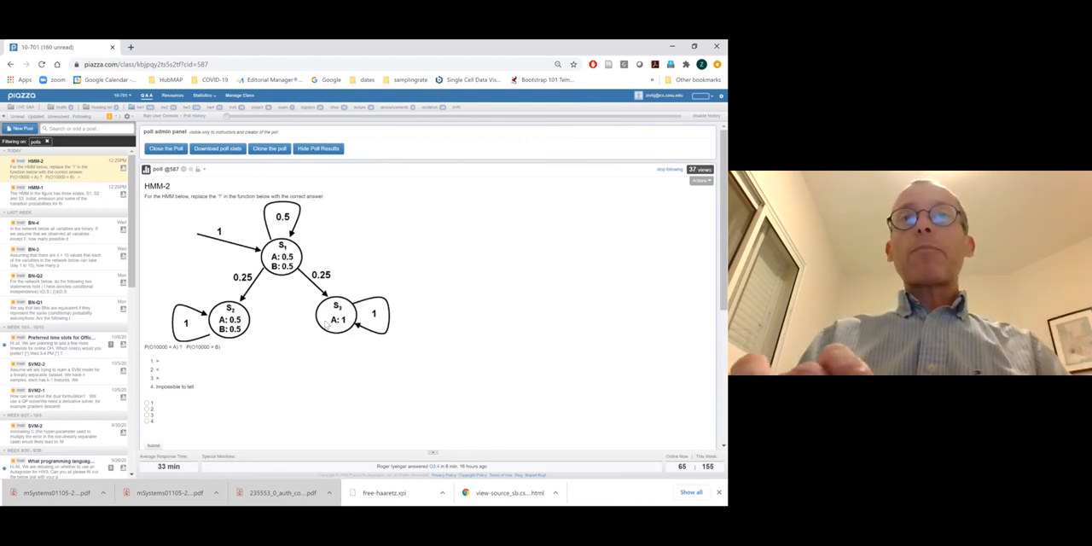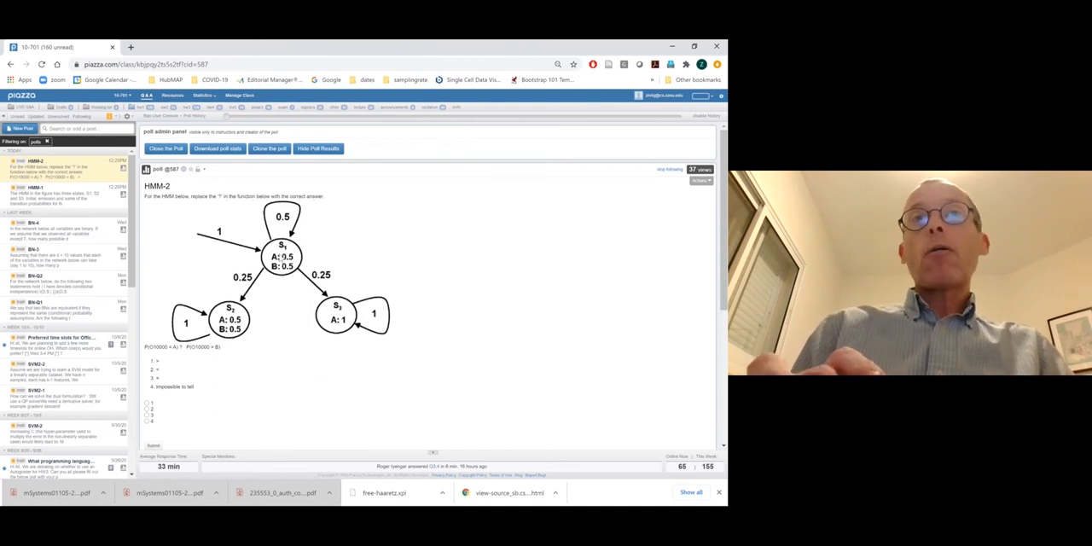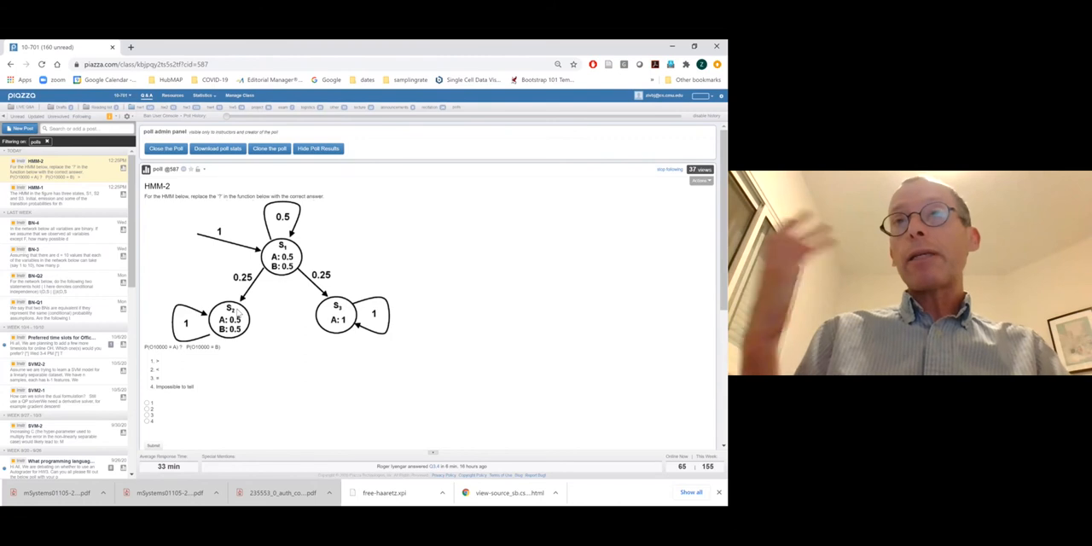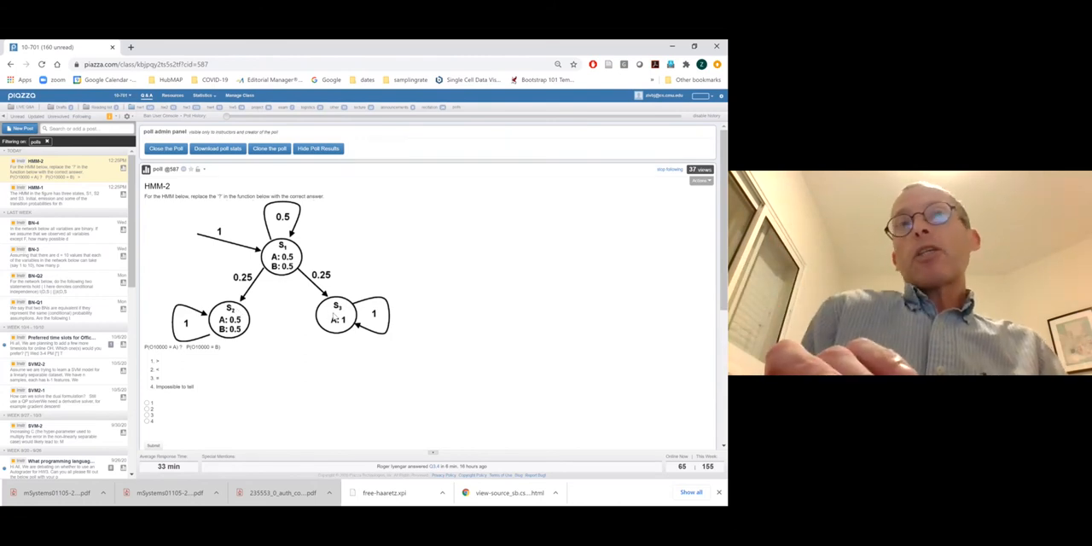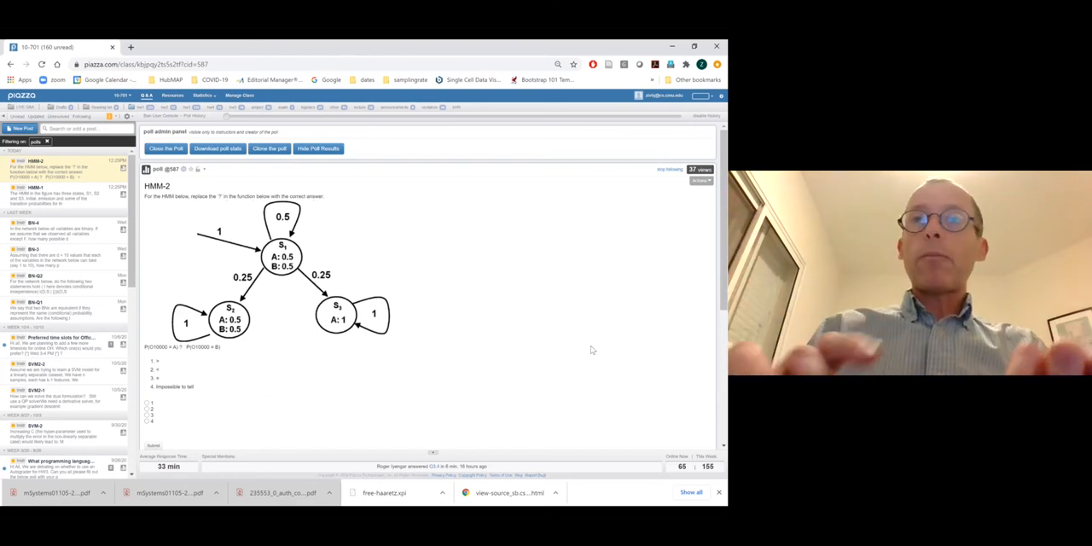In that case, the probability of A is much larger, right? Because if you are in state one or state two, then it's equal. But here A is much higher and there is a non-zero probability that you'll be here. So the total probability for A will be higher.